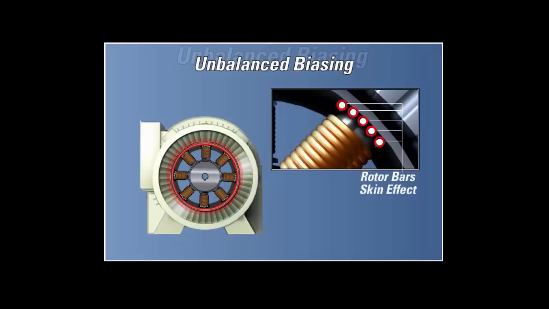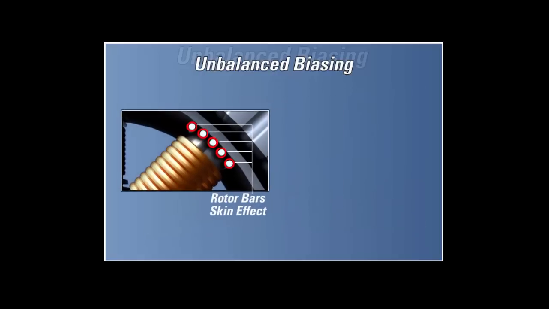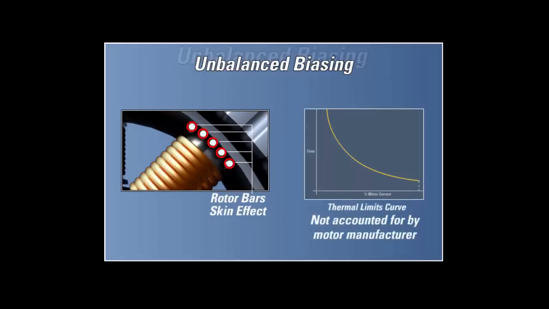Skin effect in the rotor bars at this frequency will cause a significant increase in rotor resistance, and therefore a significant increase in rotor heating. This extra heating is not accounted for in the thermal limit curves supplied by the motor manufacturer, as these curves assume positive sequence currents only that come from a perfectly balanced supply and motor design.